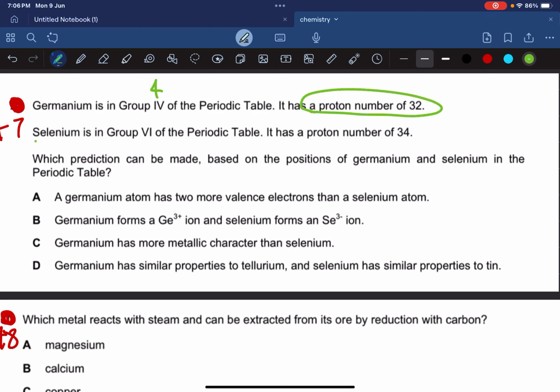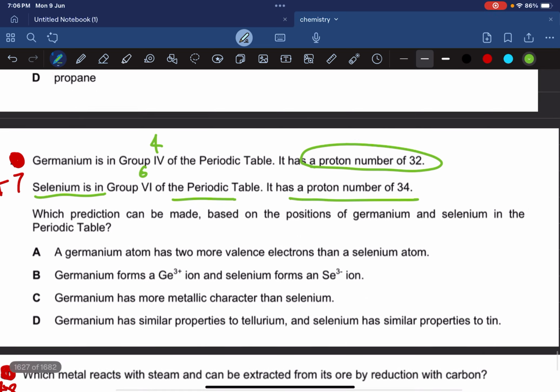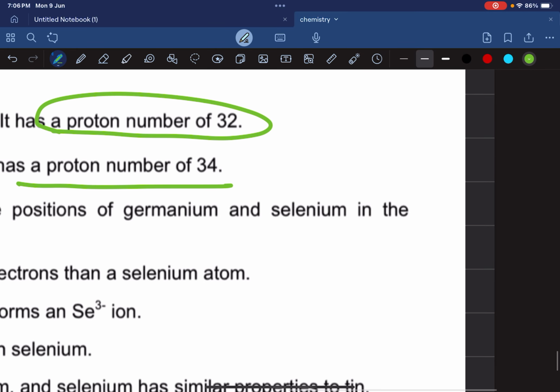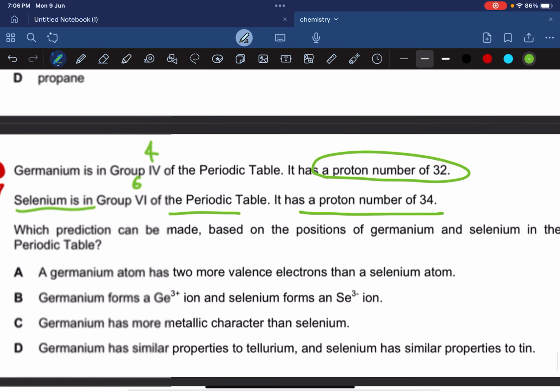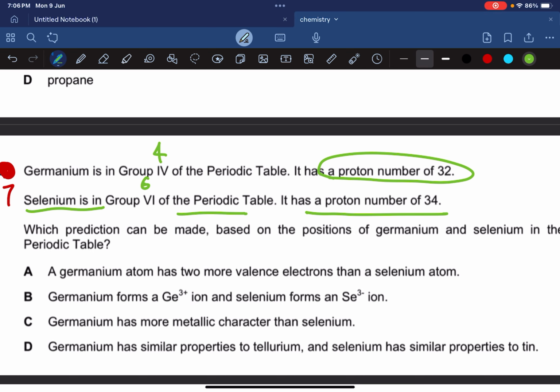Okay, selenium is in group VI. VI means group 6 of the periodic table, and it has a proton number of 34. That means that they are in the same period. How do I know they are in the same period?